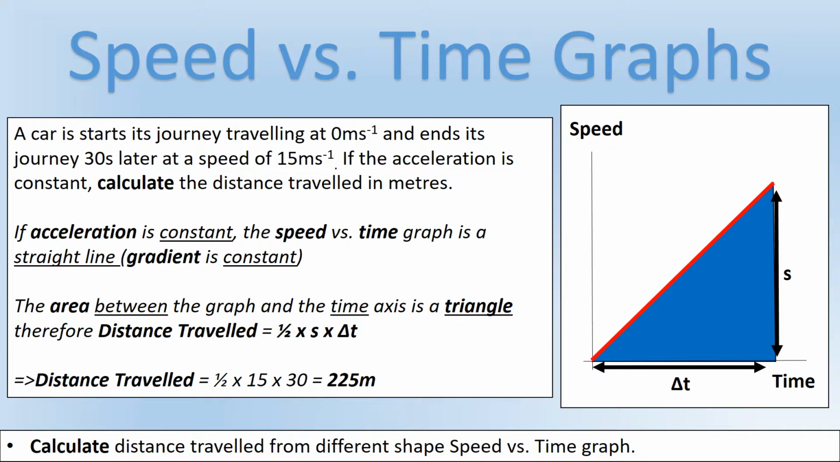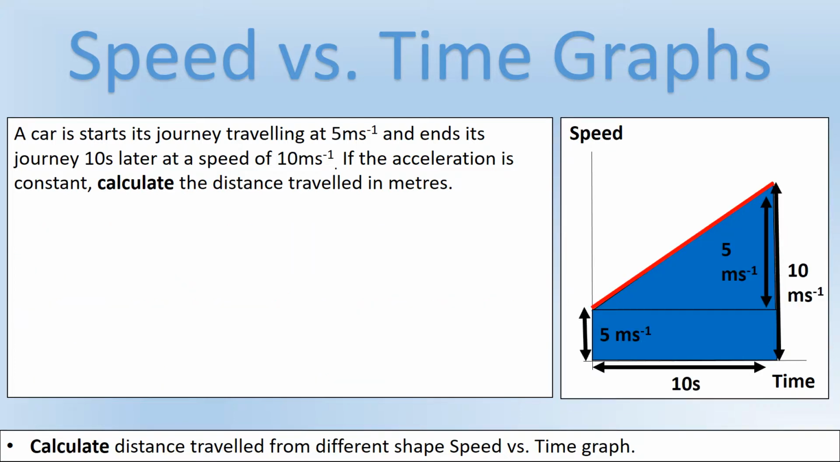Okay, so we're going to look at one last example. What if it didn't start at 0 meters per second? What if it started at 5 meters per second? It traveled for 10 seconds and finished at 10 meters per second, and again acceleration is constant. So this time we've started the graph at 5 because it's going at 5 meters per second to start with. It still finishes at 10 meters per second, and it's still a straight line because acceleration is constant. But now we've got a shape which is a little bit more complicated to get the area of.